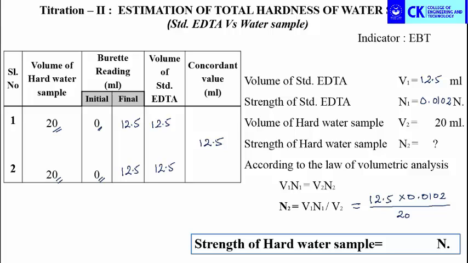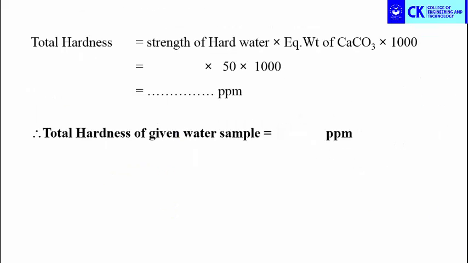12.5 into 0.0102 divided by 20. So we get 0.0063 normality. From titration 2, we calculated the strength of the hard water sample by standard EDTA. With this strength, we are going to calculate the amount of total hardness present in the water sample. We need a further calculation step here. This is the step to calculate the total hardness.